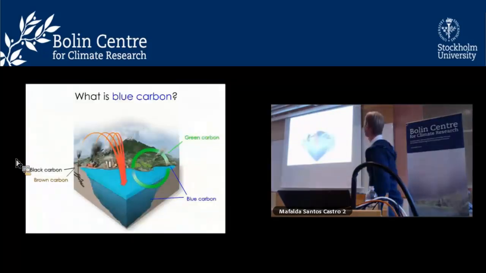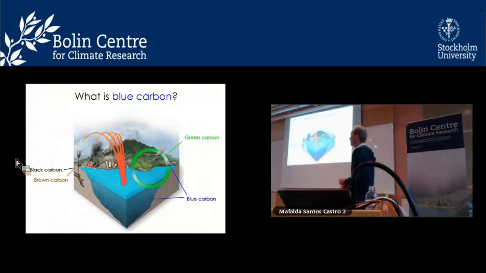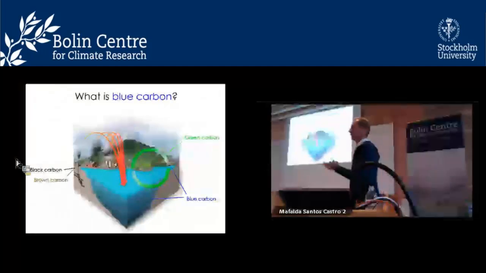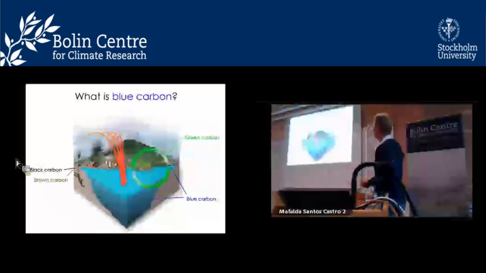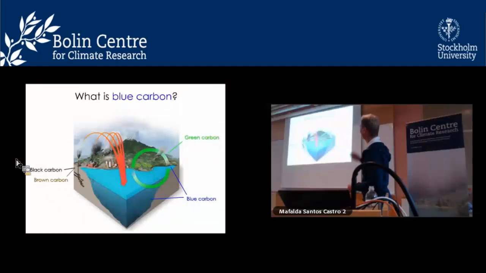I would start with what blue carbon actually is. First of all, as you may know, black carbon and brown carbon are the carbon that humans emit to the atmosphere. Blue carbon is a subset of different types of carbon, and it's related to green carbon. Green carbon is the carbon trapped in different ecosystems, and it often refers to forests. But blue carbon is also a subset of green carbon.